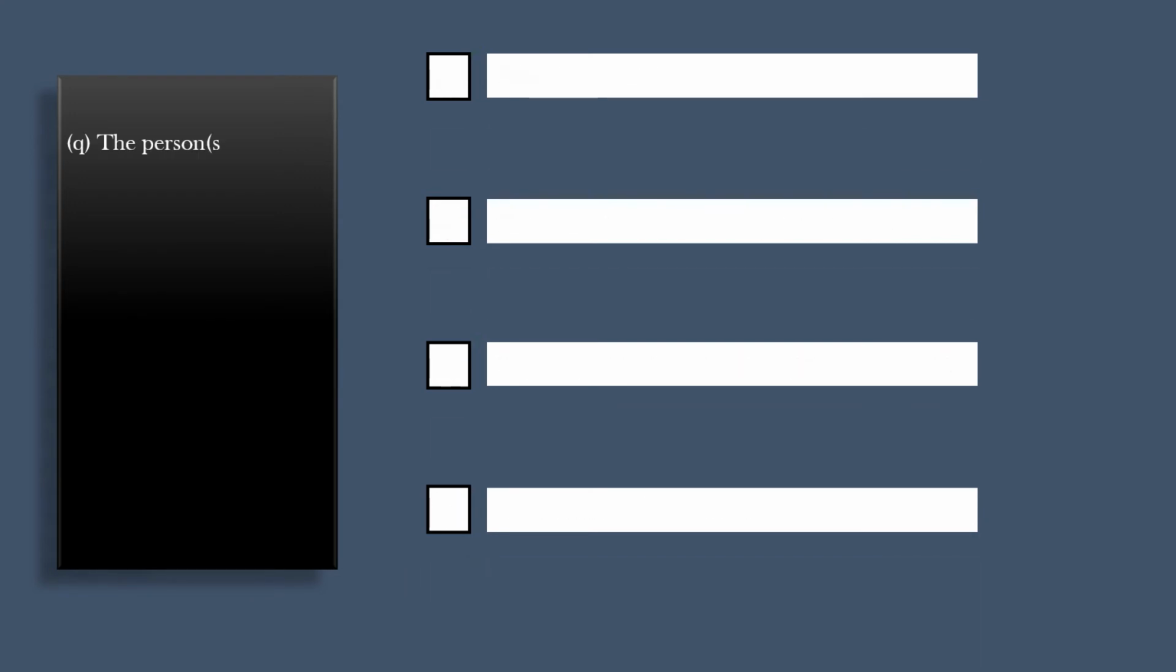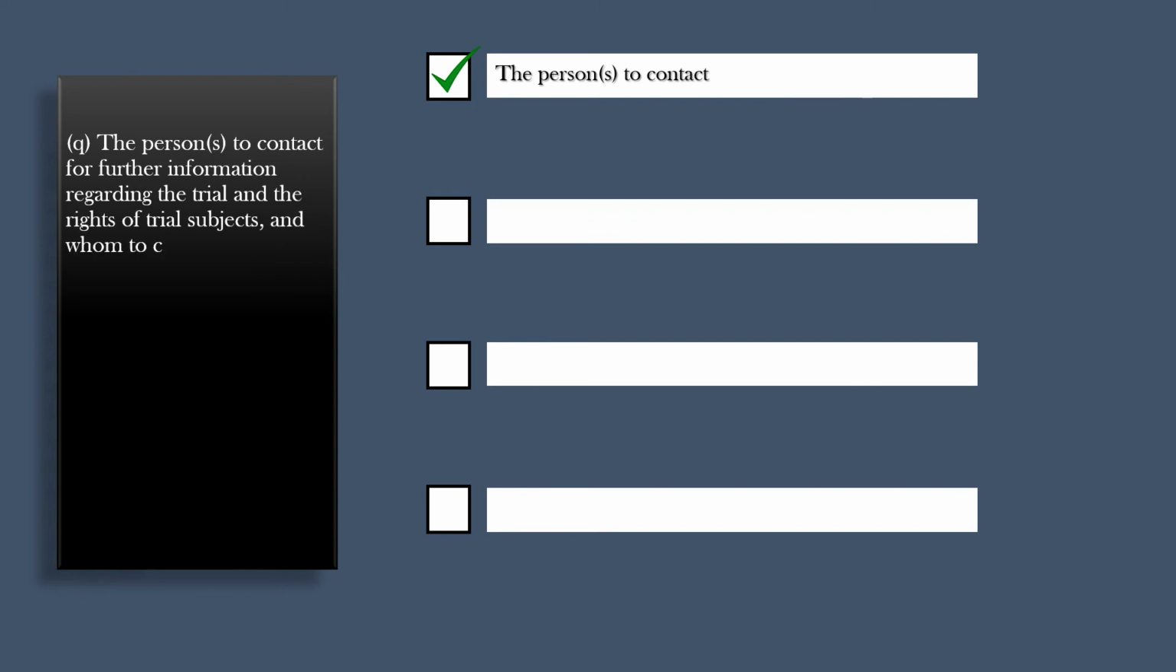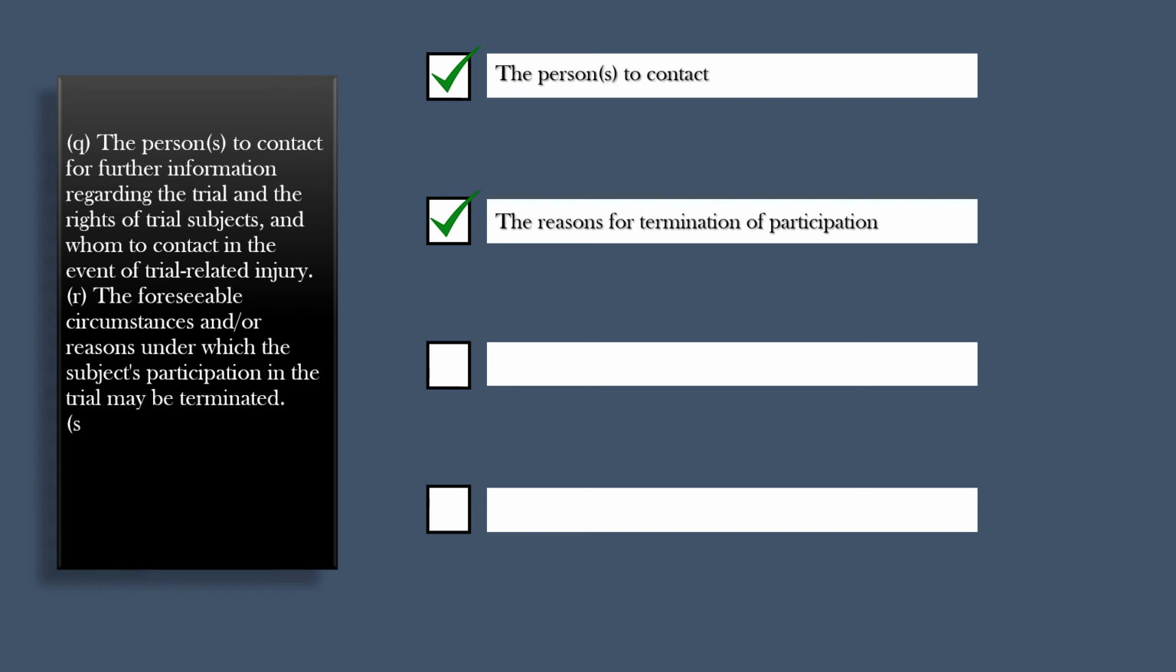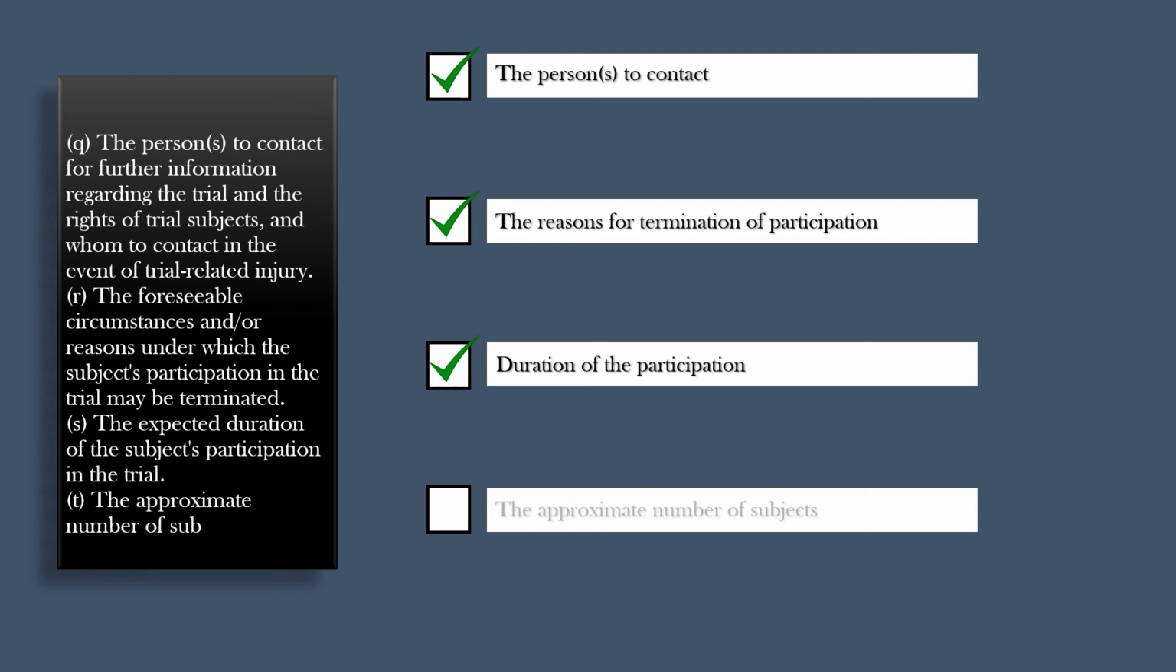The persons to contact for further information regarding the trial and the rights of trial subjects, and whom to contact in the event of trial-related injury. The foreseeable circumstances and/or reasons under which the subject's participation in the trial may be terminated. The expected duration of the subject's participation in the trial. The approximate number of subjects involved in the trial.